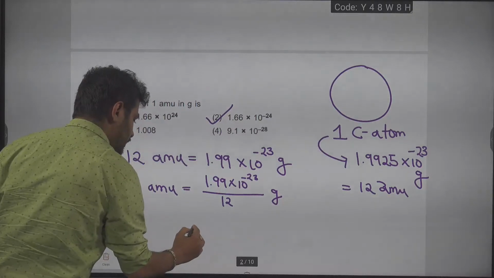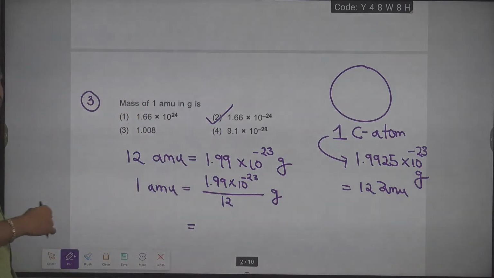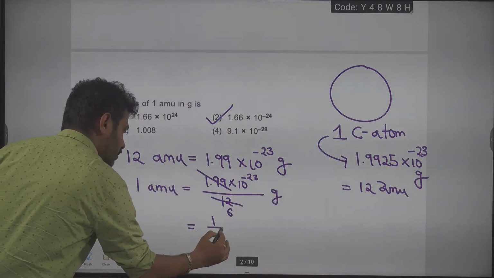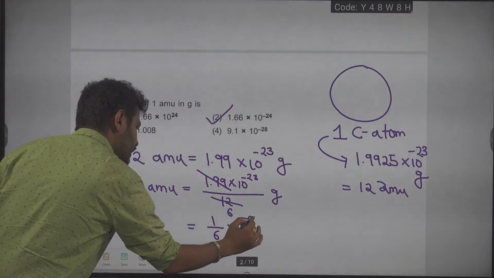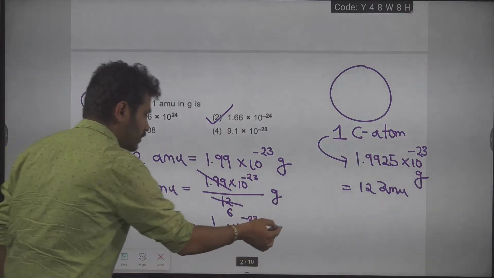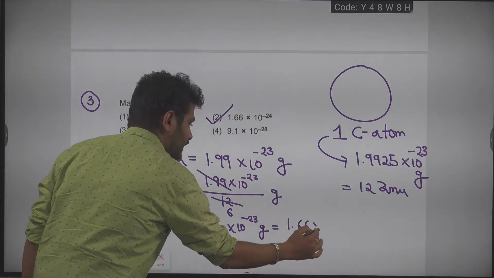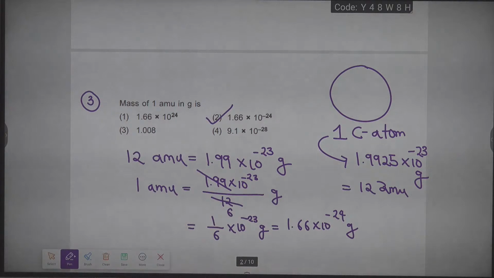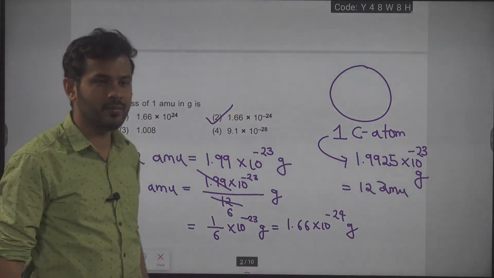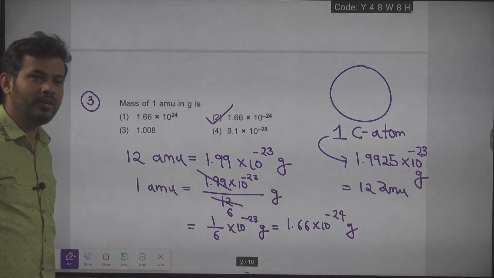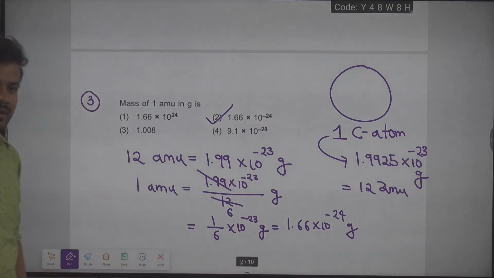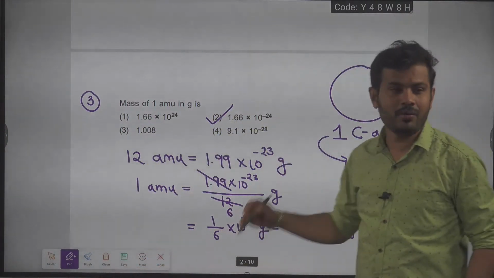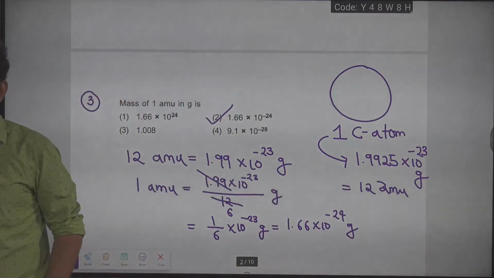This much of gram, which is equal to, can I say 1.99 is almost close to 2? If it is 2, 2 ones are 2, 6s are 12. So what we are getting is 1 by 6 into 10 to the power of minus 23 gram, and 1 by 6 is nothing but 0.166. So you will get 1.66 into 10 to the power of minus 24 gram. Is it clear? Yesterday's class also I have discussed this, if you remember. I have given two values, 1.66 into 10 to the minus 24 gram, or 1.66 into 10 to the minus 27 kg, or as we can say 1 by 6 into 10 to the minus 23. You can remember any of these.